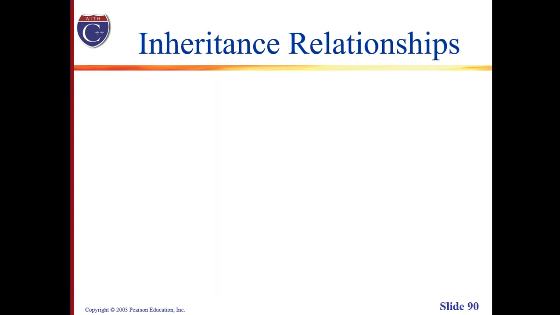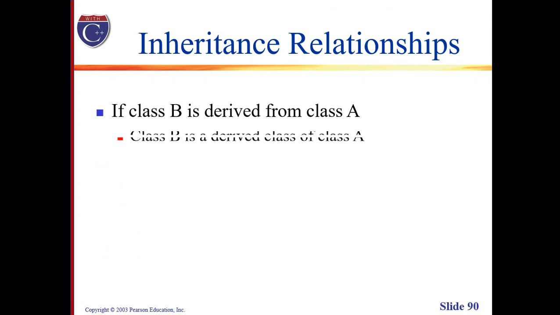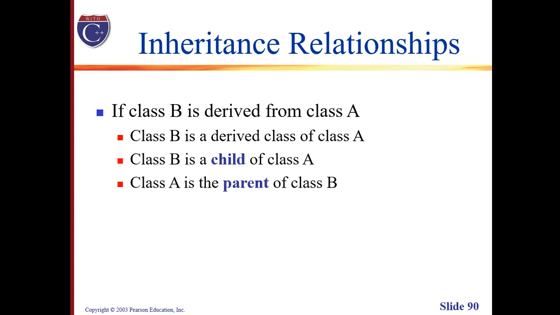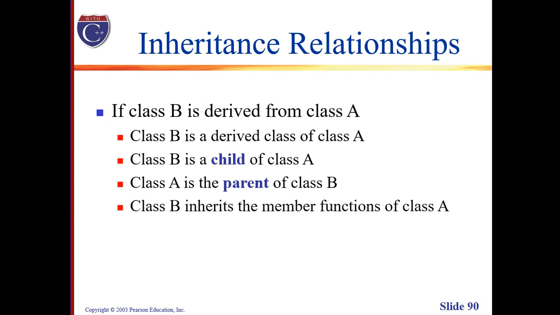Talking about inheritance relationships, we have the following simple concept. If class B is derived from class A, class B is therefore a derived class of class A. Also, class B is considered as the child of class A from which it was derived. Also, class A is the parent of class B. As a result, class B inherits the member functions of class A.